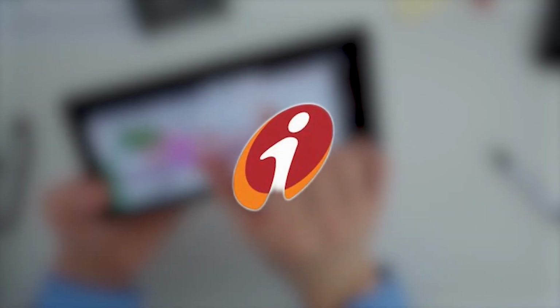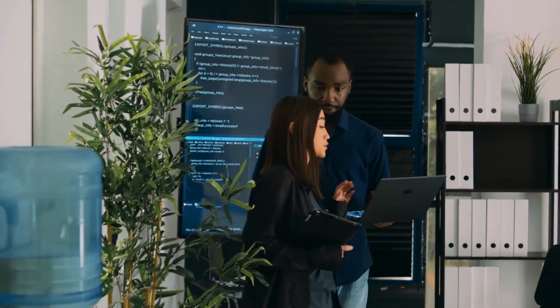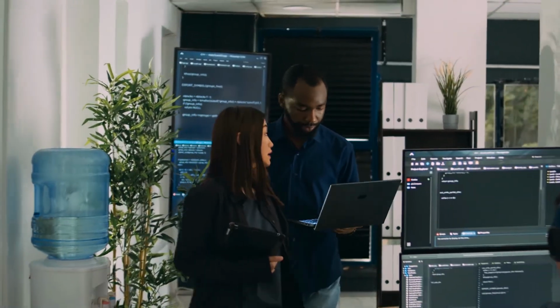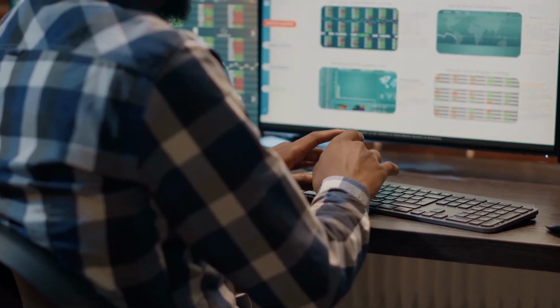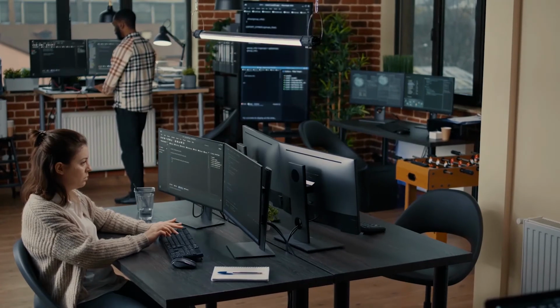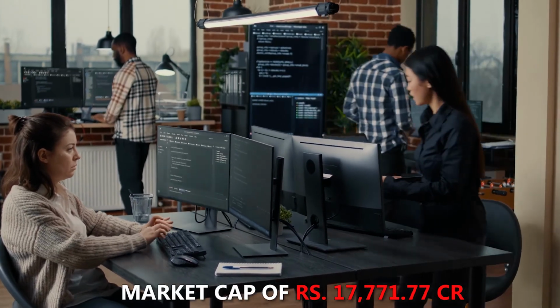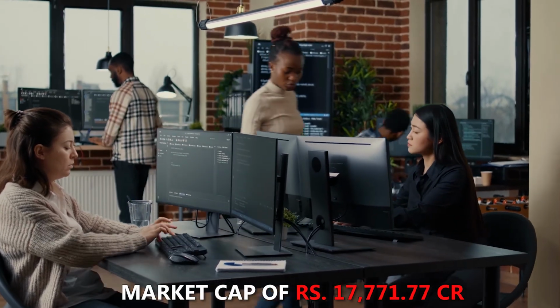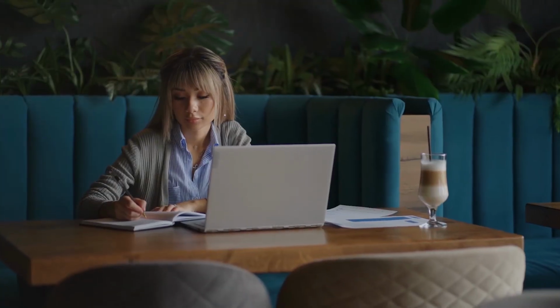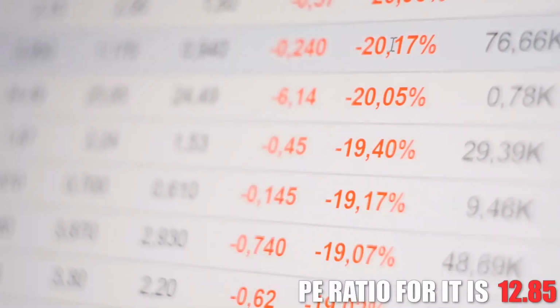Number 4 is CC Securities Limited. CC Securities Limited is an integrated securities firm offering a wide range of services, including investment banking, institutional broking, private wealth management, and more. The company was started in 1995 and had a market cap of 17,771.77 crore Indian rupees and a 5-year EPS growth rate of 32.47%. The PE ratio for it is 12.85.